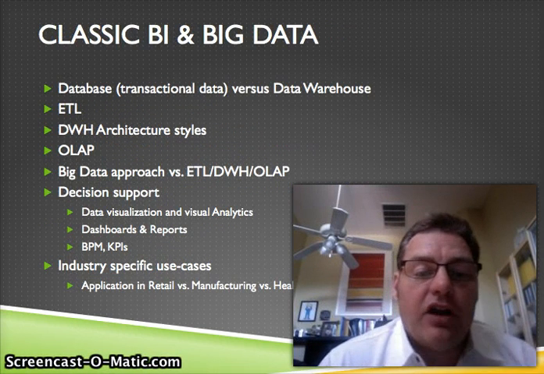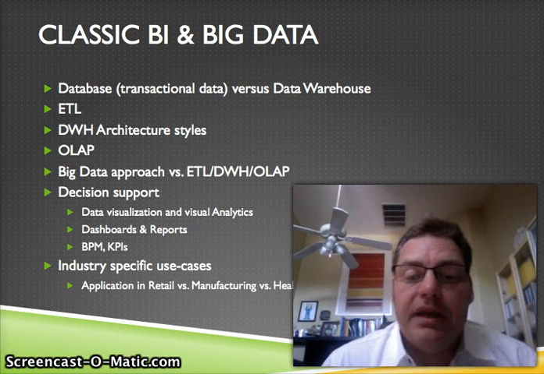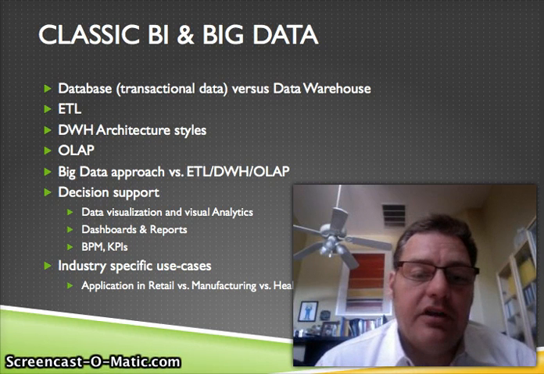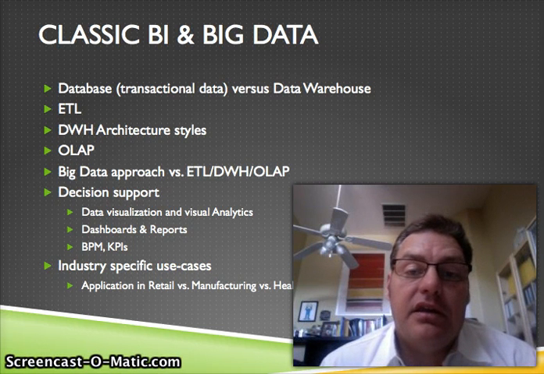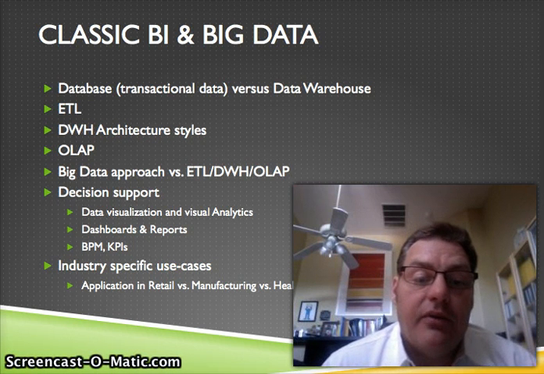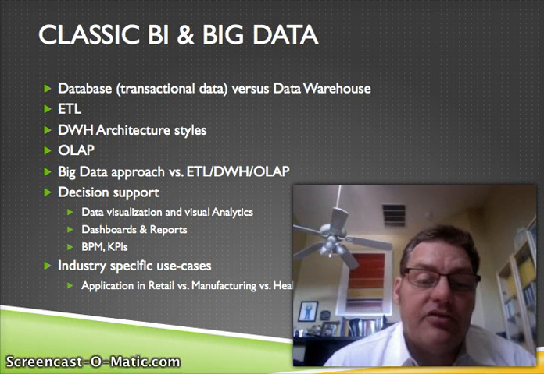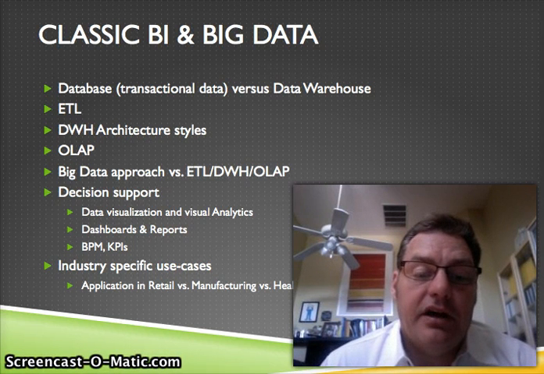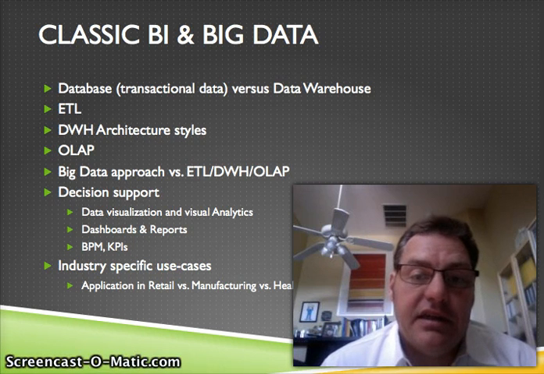In the class, we will cover classic BI and also touch on big data. Following the flow of data, we start with a database for transactional data. This is where the transactional data is recorded, and you will learn how to differentiate database and data warehouse. We'll talk about ETL, extraction, transformation, and load. This is how the transactional data is basically transferred from the database into the data warehouse. We'll talk about different data warehouse architectures, about online analytical processing, the slicing and dicing, the cubes.